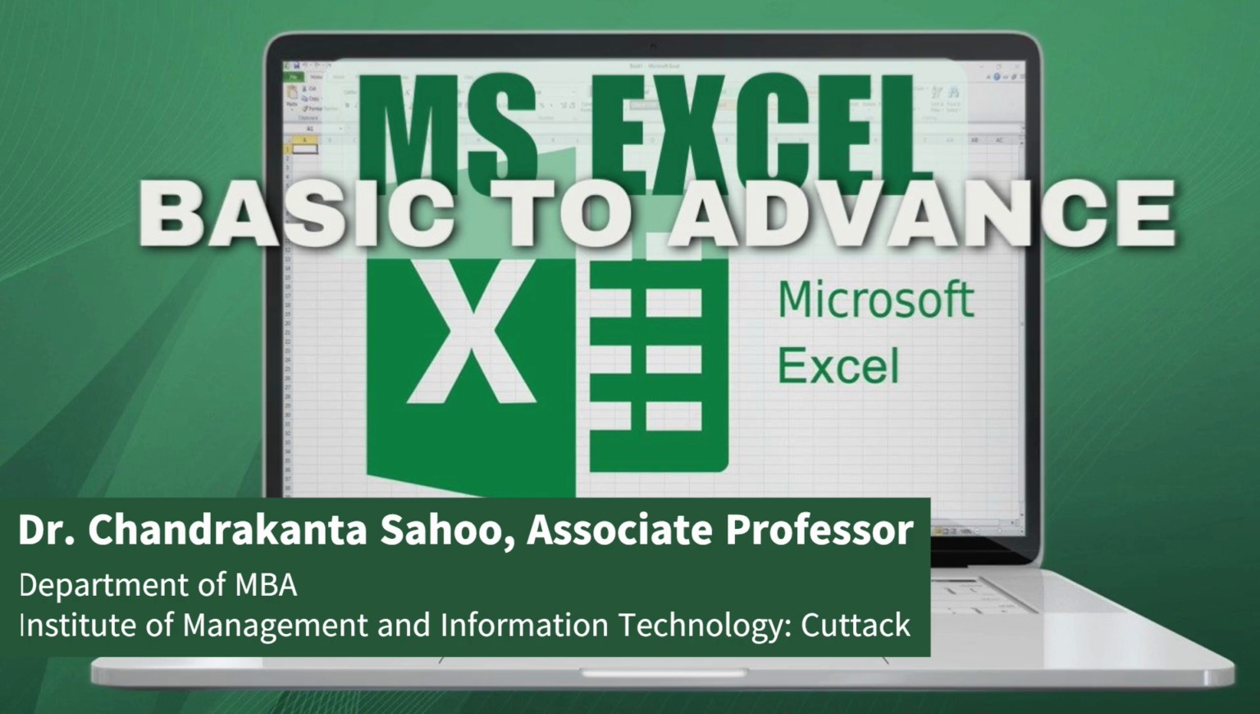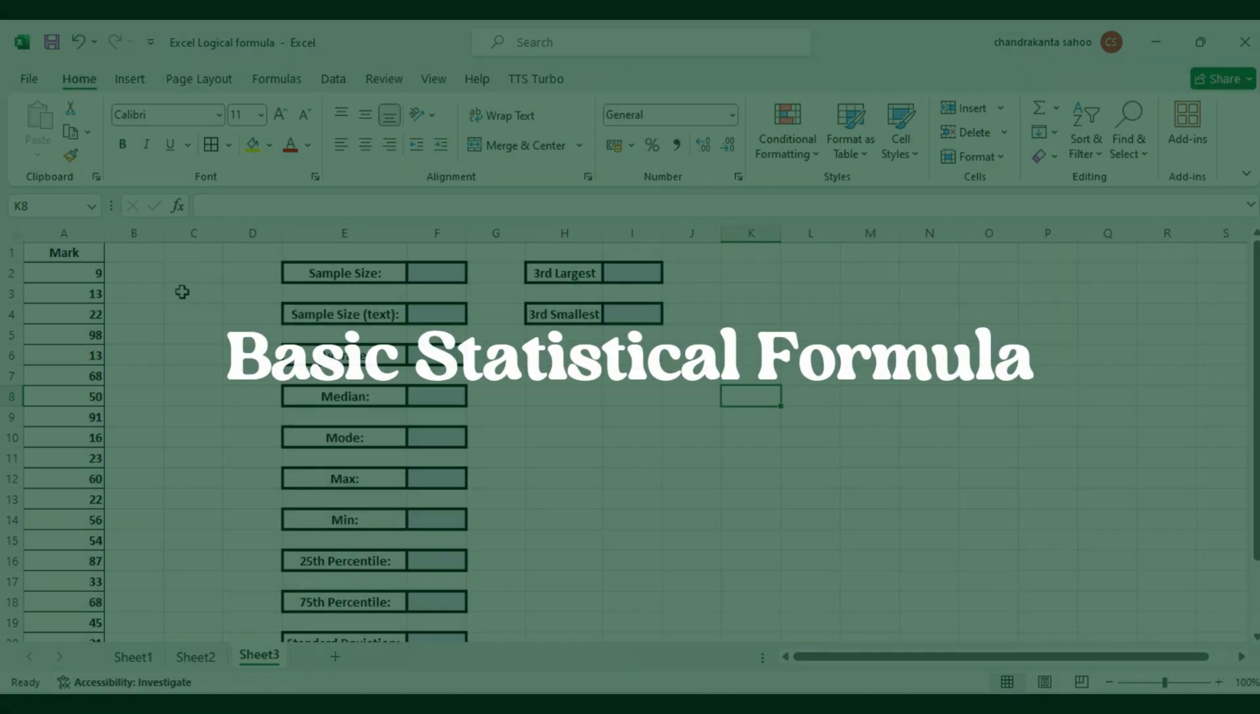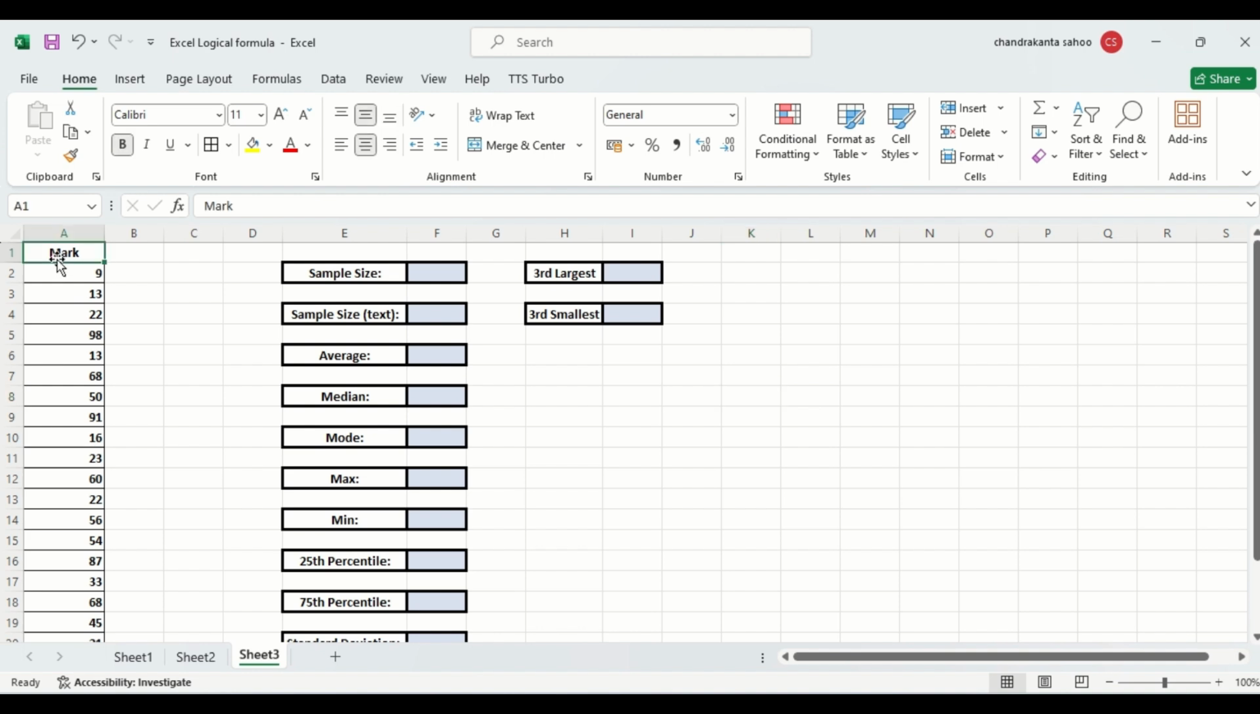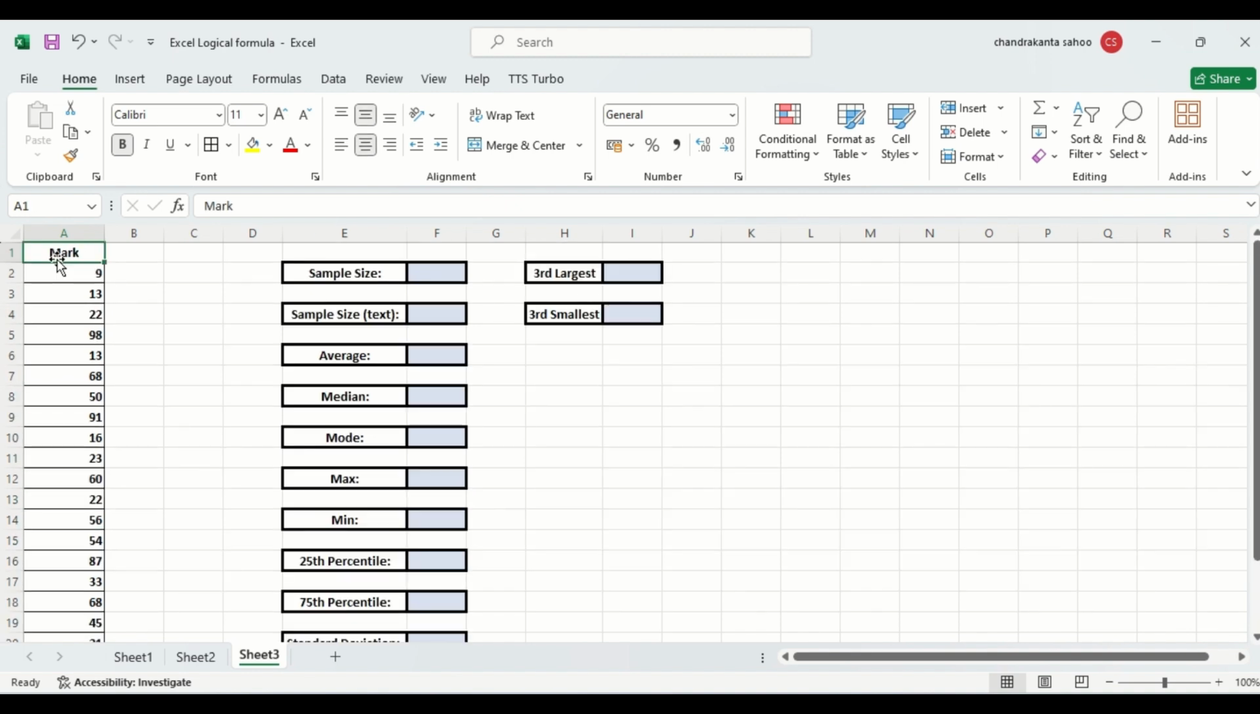Hello guys, in this lesson we are going to use some of the statistical formulas. Okay, so this is the data set. These are the marks of some of the students who have received them in a particular subject, and we are going to get this output here.